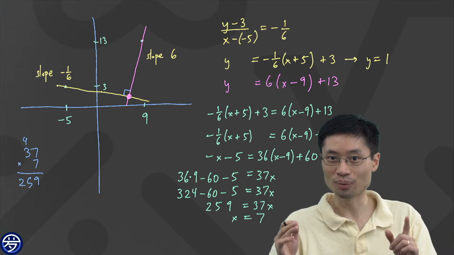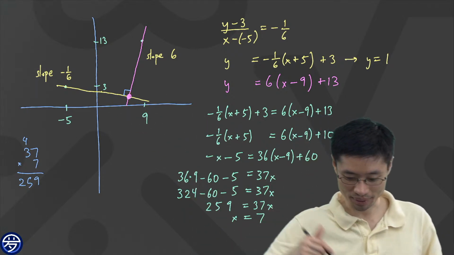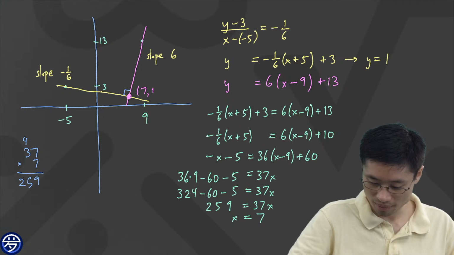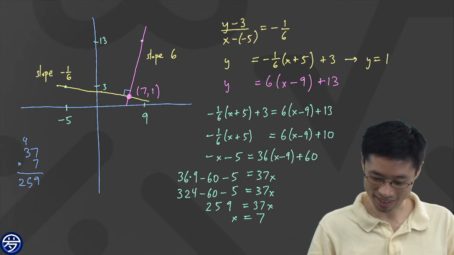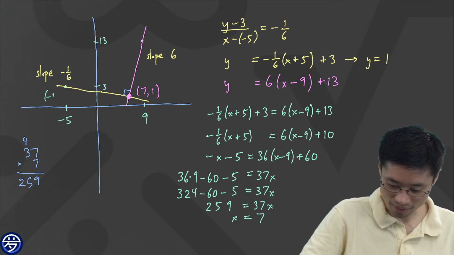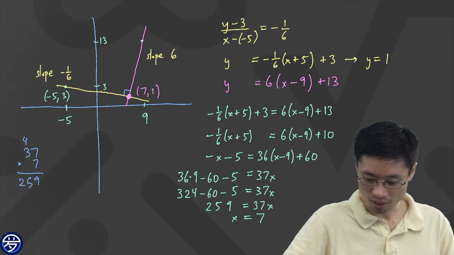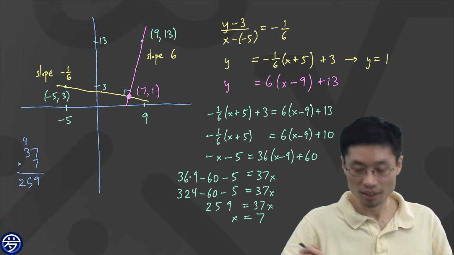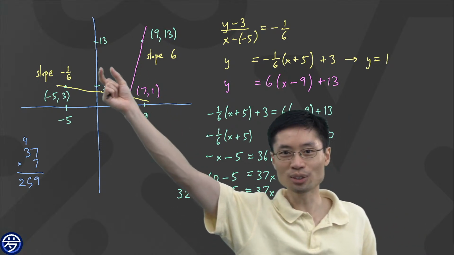And so now we know where this point is. This point here happens to be at (7, 1). And now I'm a little curious. Were these numbers cooked? Over here I have (-5, 3). Over here I have (9, 13). Over here I have (7, 1). I'm a little curious what's in the middle.